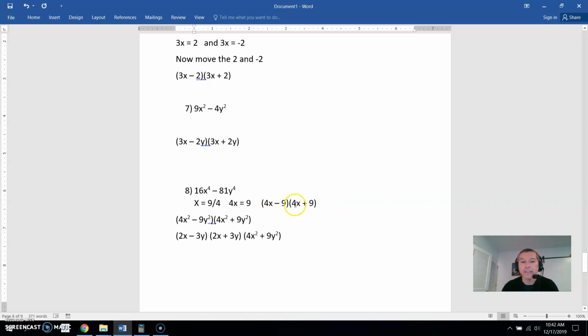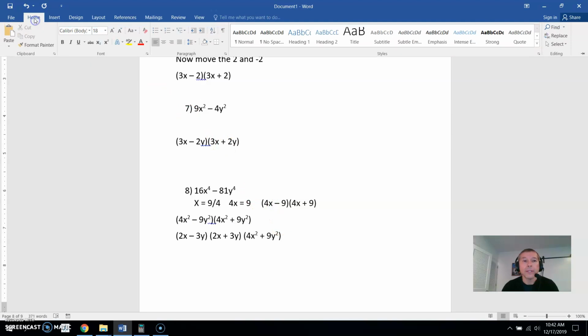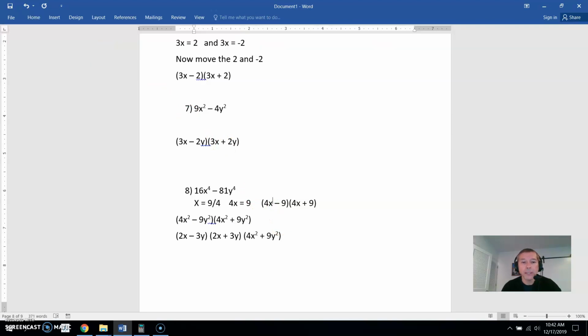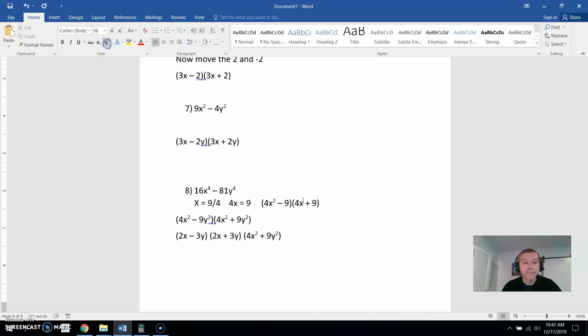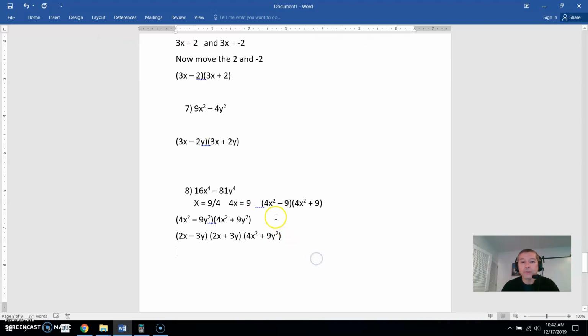4x times 4x is 16x squared, not x to the fourth. So to make up for that, I need an x squared on this. So let me put a squared on that one and a squared on this one. And now 4x squared times 4x squared is 16x to the fourth.